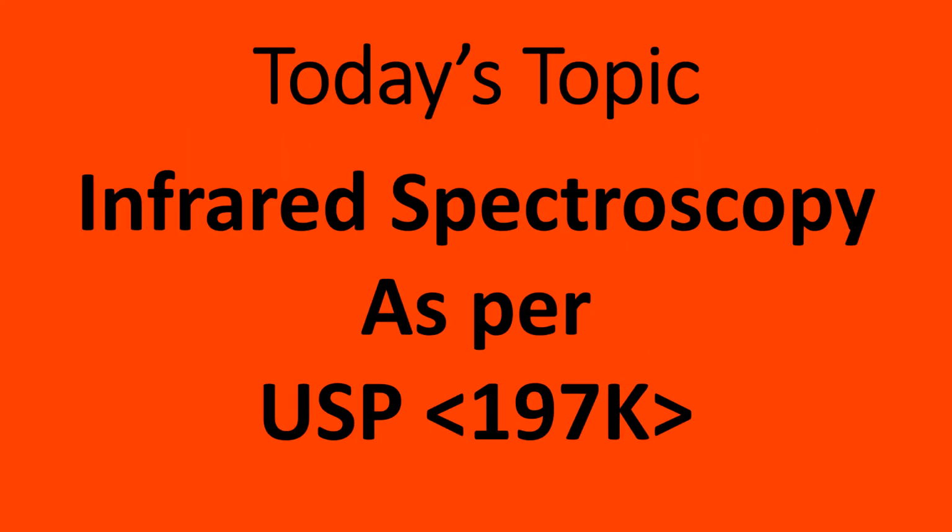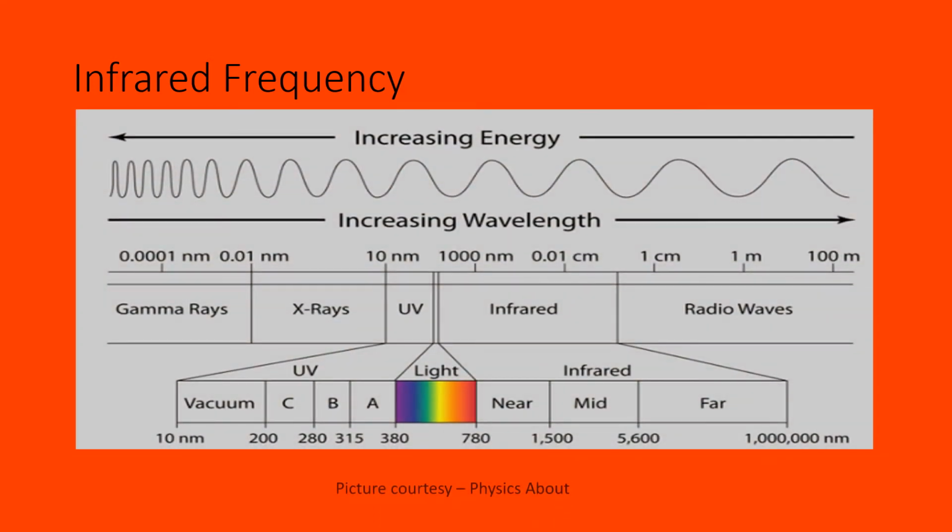Today's topic is infrared spectroscopy as per USP 197K. Let us understand the infrared frequency. The importance of electromagnetic radiation was discussed in earlier videos also. However, today's topic is restricted to the infrared range of electromagnetic radiation.